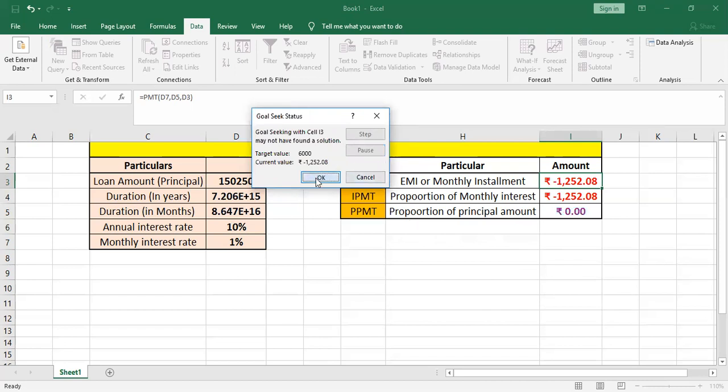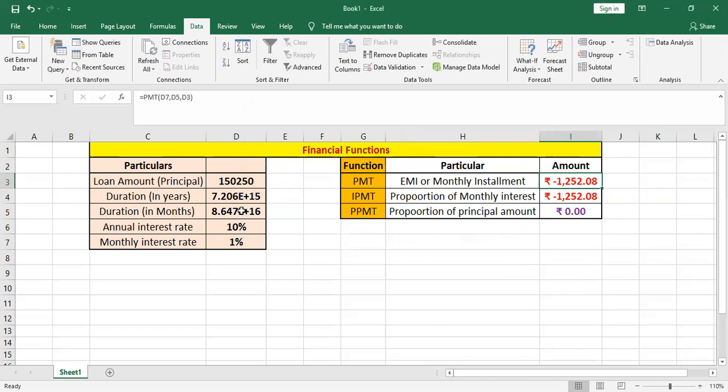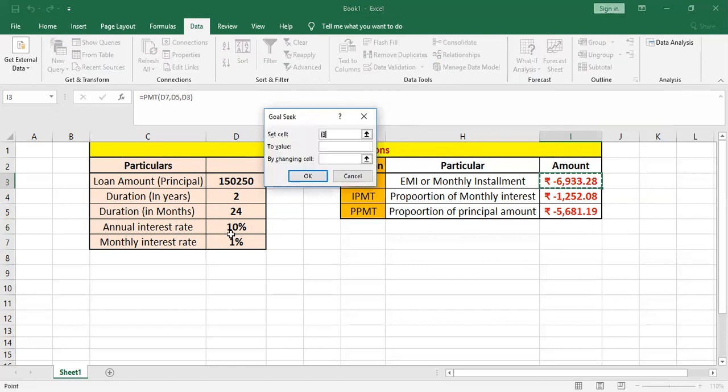I know it's a little bit complicated, but right now if we change this, there will be a very complicated calculation. Let's press Ctrl Z and check if we can change the interest rate. Again, What-If Analysis in the Data tab, Goal Seek. I want to set my I3, that is my EMI amount, to the value 6,000, by changing the monthly interest rate. Or rather than changing the monthly interest rate, what I can do is change the annual interest rate, that is D6.